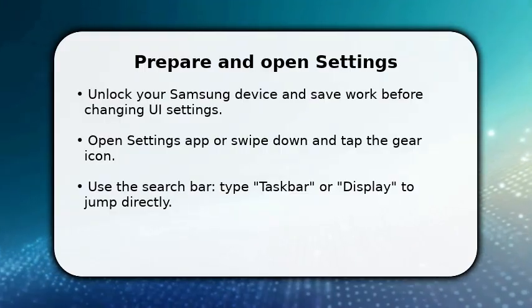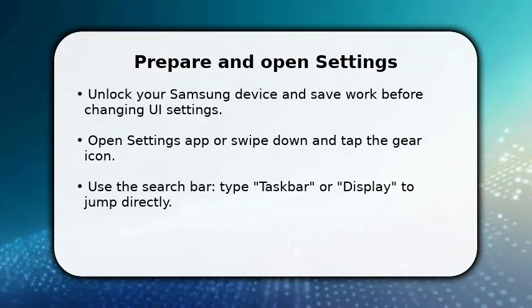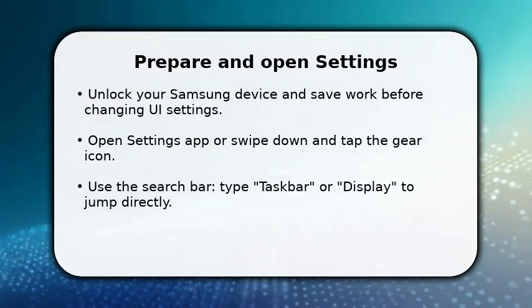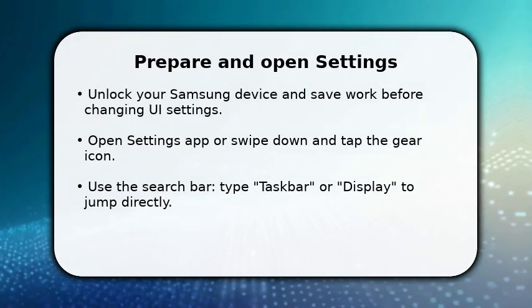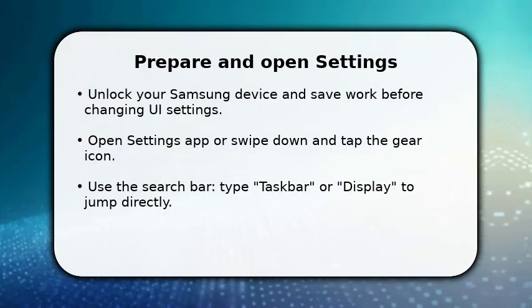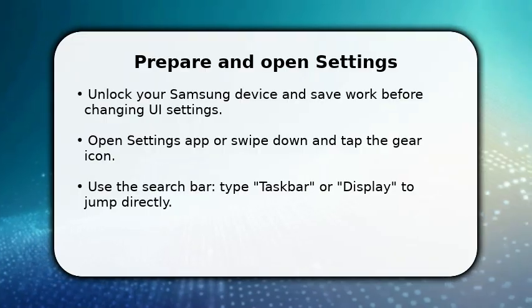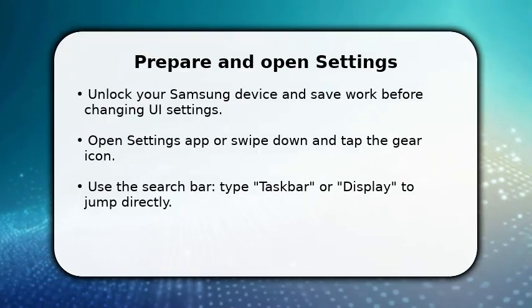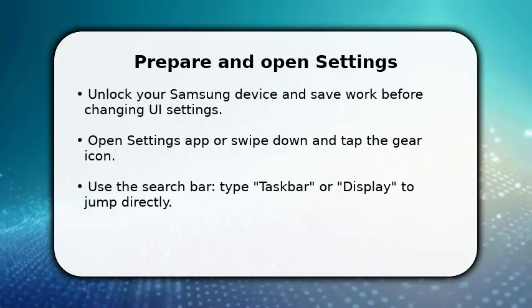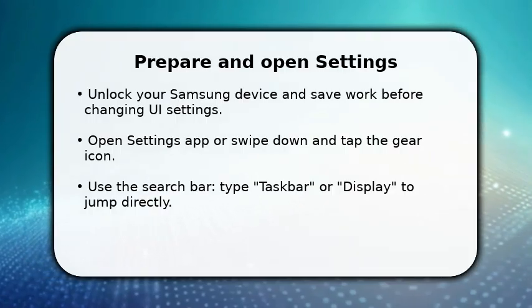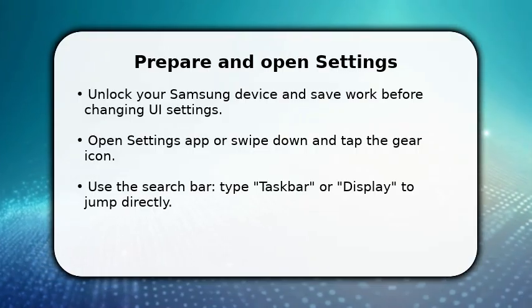You're starting right now. Unlock the Samsung device and open Settings so you can change interface options immediately. Once in Settings, use the search bar and type Taskbar or tap Display to locate taskbar controls faster. Make sure you have a stable state. Close apps if needed, because changing navigation features can reposition windows.